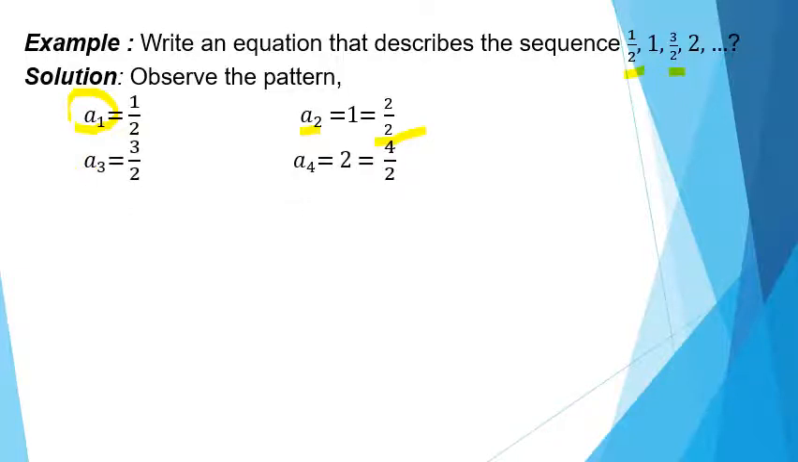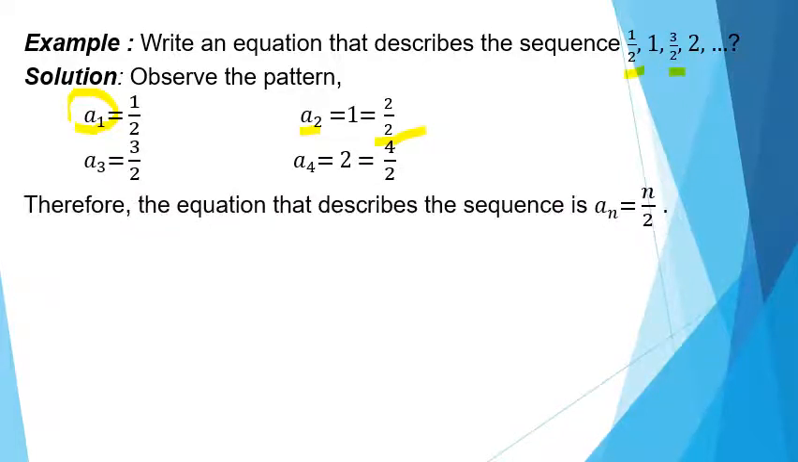A of 3 equals 3 halves. A of 4 equals 2. 2 is equal to 4 halves. Therefore, the equation that describes the sequence is a of n equals n over 2 or n halves.